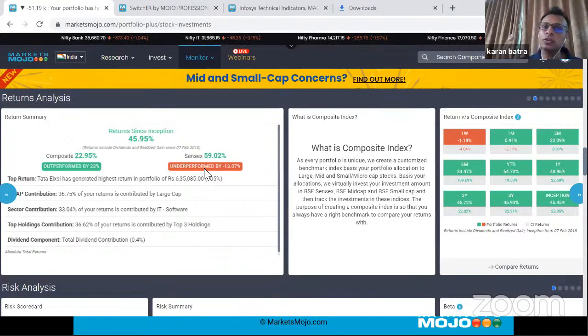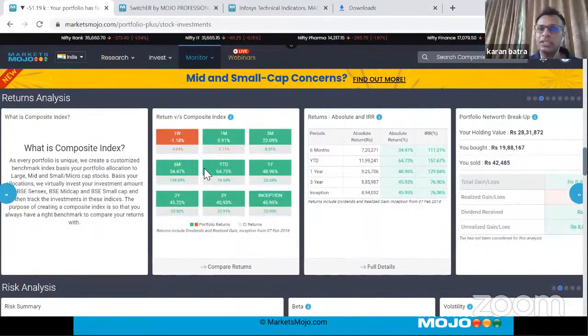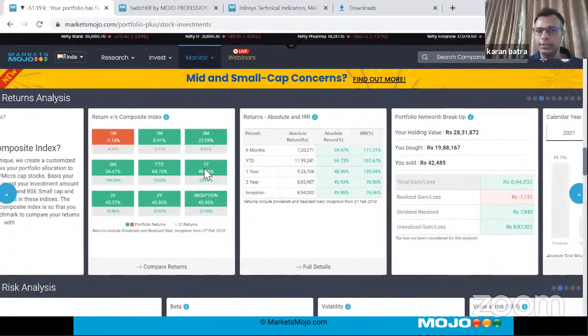And this benchmark also keeps adjusting whenever you make any changes to buy or sell a stock, basis the market cap at that point of time. This allocation of the composite benchmark will also change. So this is, we believe, the right benchmark for you to compare your portfolio performance with. So everywhere you'll see the comparison with the composite index.